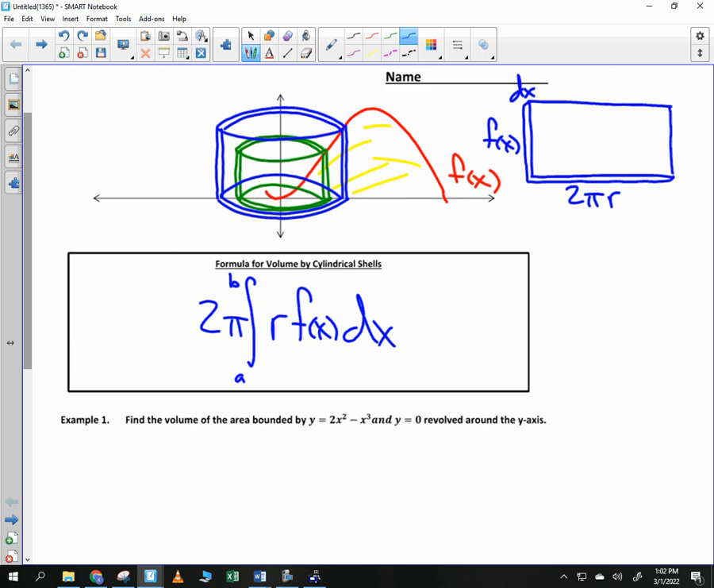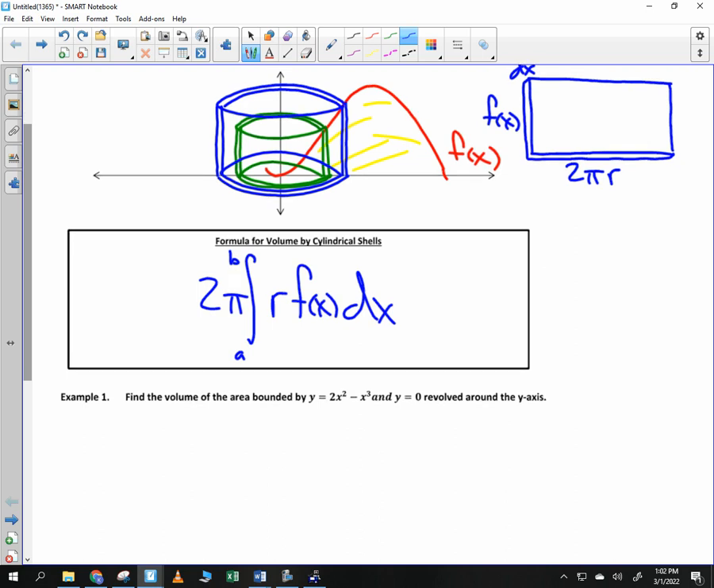Let me show you how we come up with the radius. It's super simple. What's our axis of rotation? Y equals 0, or x equals 0. Everybody agreed? And then look at where you drew this. You drew it for some x value, right? What's the distance from x to 0? So this radius just becomes x. Not always, but almost always.